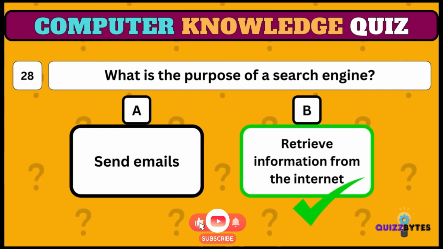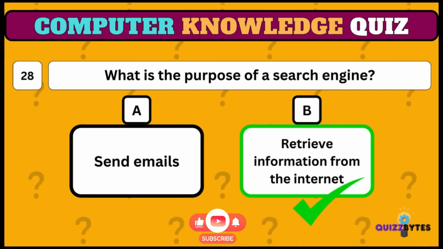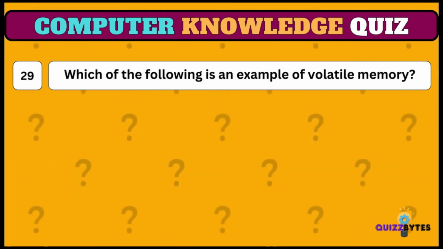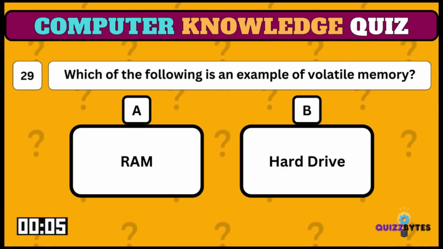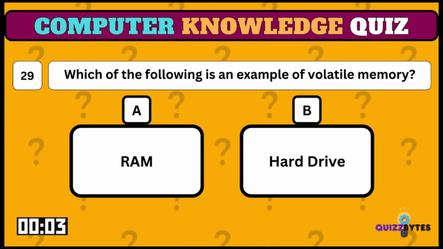Absolutely correct. A search engine is a web-based tool that retrieves and displays information from the internet based on user queries or keywords. Now, on to question 29. Which of the following is an example of volatile memory? A. RAM or B. Hard drive?